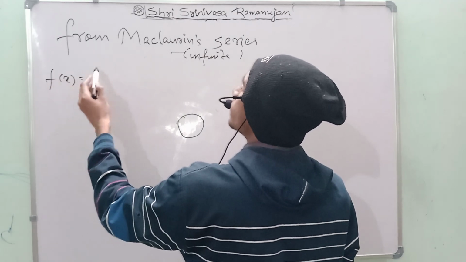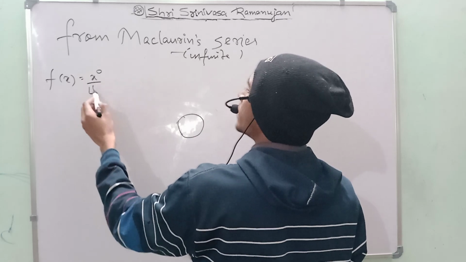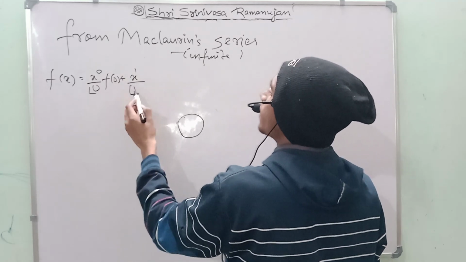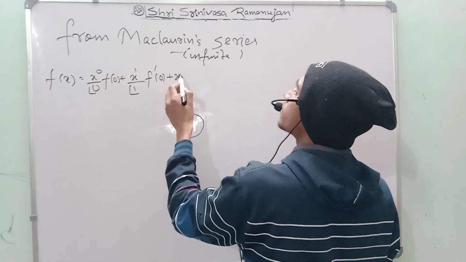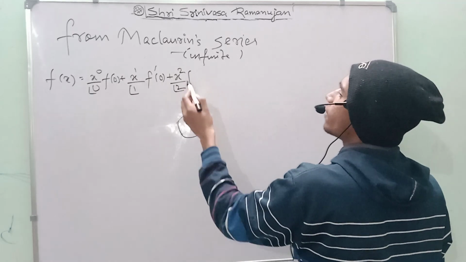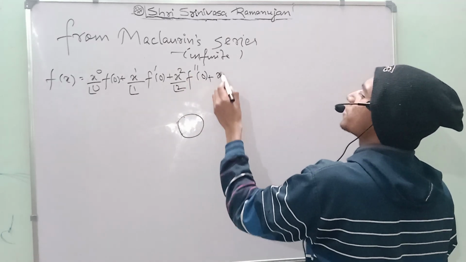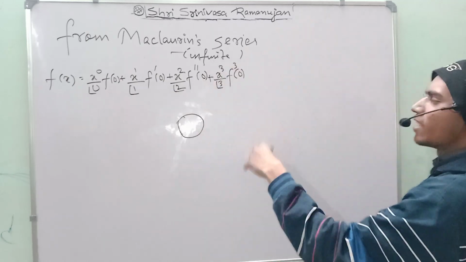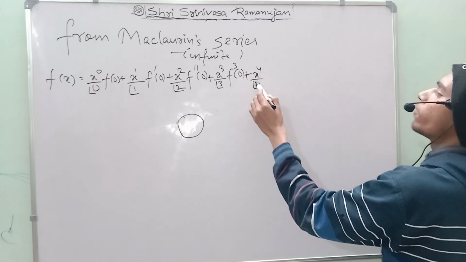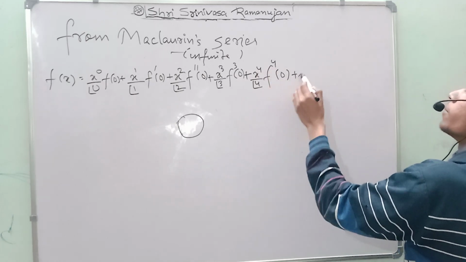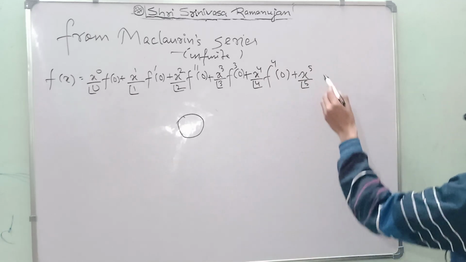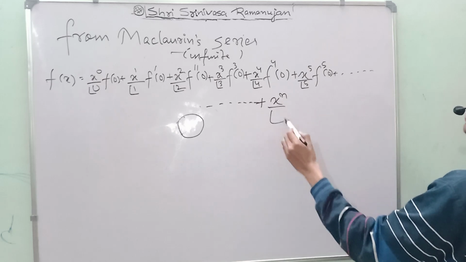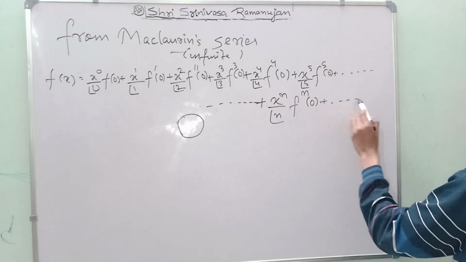f of x is equal to x to the power 0 by 0 factorial f of 0 plus x to the power 1 by 1 factorial f dash 0 plus x to the power 2 by 2 factorial f double dash 0 plus x to the power 3 by 3 factorial f triple dash 0 plus x to the power 4 by 4 factorial f4 0 plus x to the power 5 by 5 factorial f5 0 plus and so on, plus x to the power n by n factorial fn 0, and it goes to infinity.